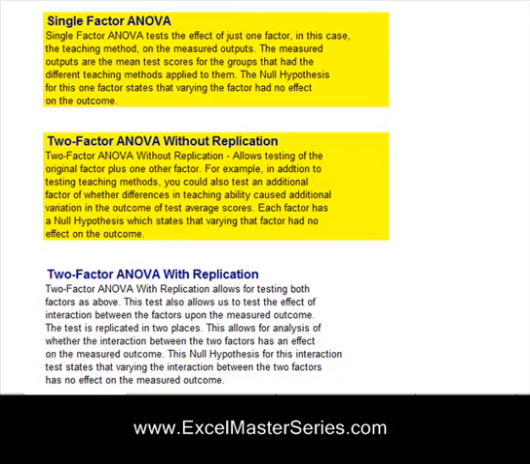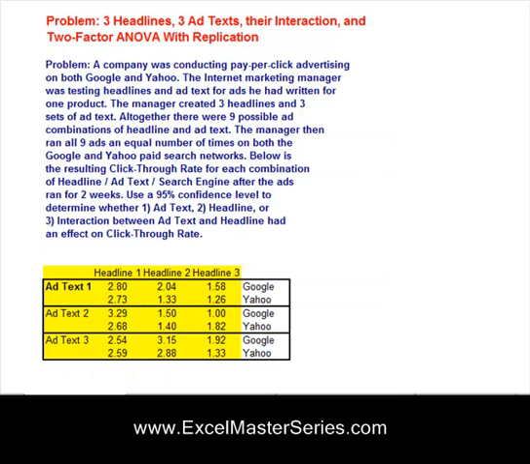And finally, two-factor ANOVA with replication. It's the same test as the previous, except we're going to replicate the test in two different locations so we can compare the interaction between the two factors. So each one of those two factors will have its own null hypothesis stating that varying the factor doesn't affect the outcome, and the interaction will have its null hypothesis stating that varying the interaction does not affect the outcome either.